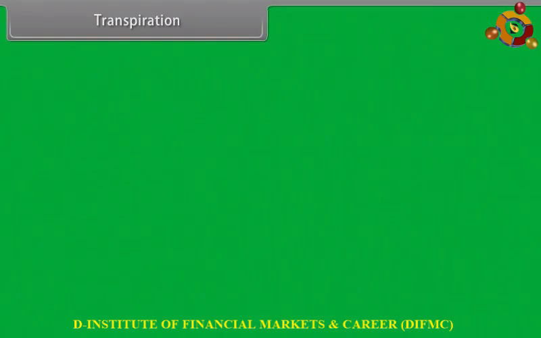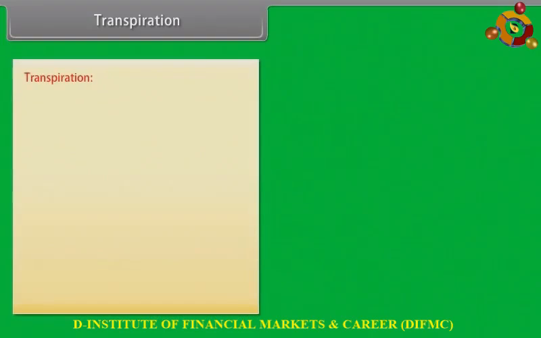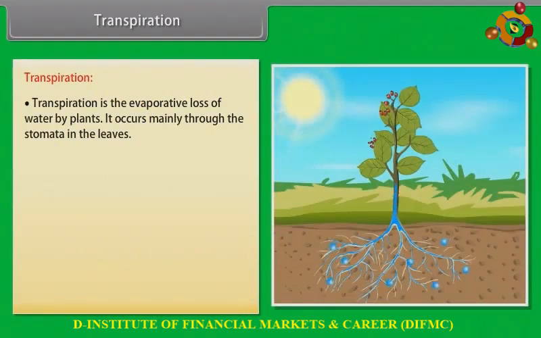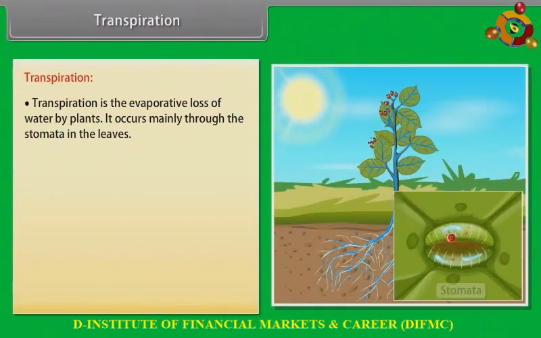Transpiration. So far we have learnt about water flow pathways and related theories. We now move on to the next topic of this module, transpiration. Transpiration is the evaporative loss of water by plants. It occurs mainly through the stomata in the leaves.